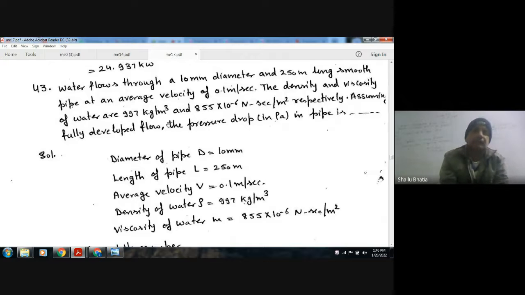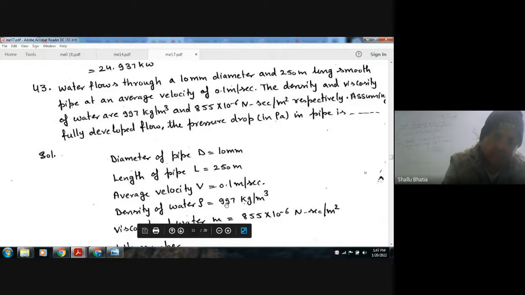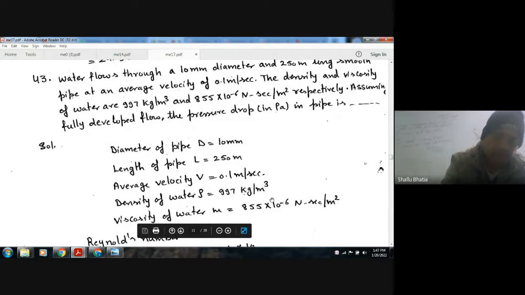Assuming fully developed flow, find the pressure drop in Pascal in the pipe. The diameter of the pipe is 10 mm. The length of the pipe is 250 meters. The average velocity is 0.1 meter per second. The density of water is 997 kilogram per meter cube. The viscosity of water is 855 into 10 to the minus 6. These data are given.